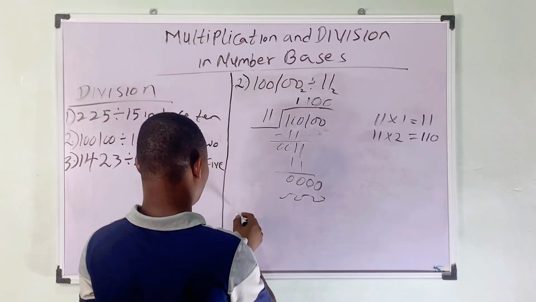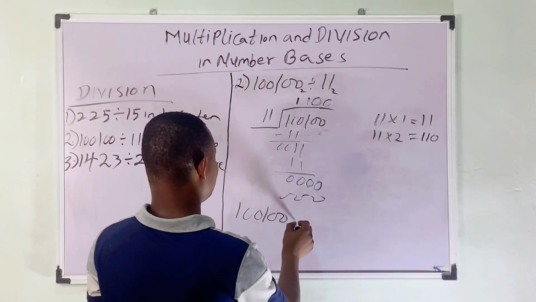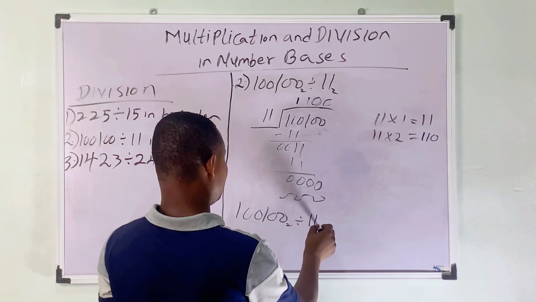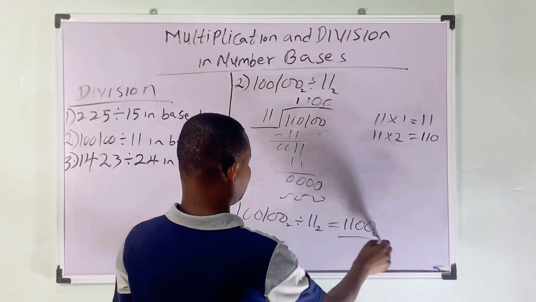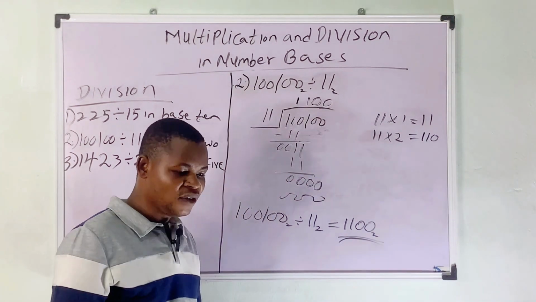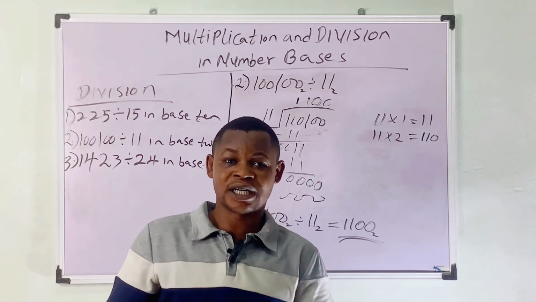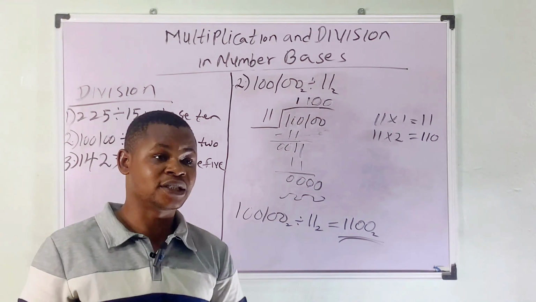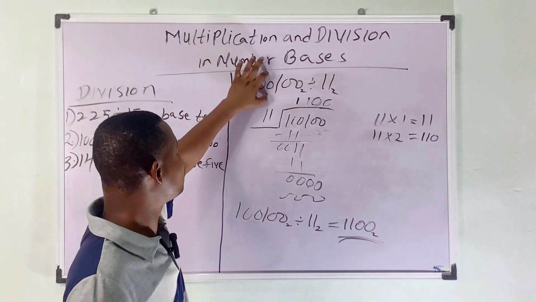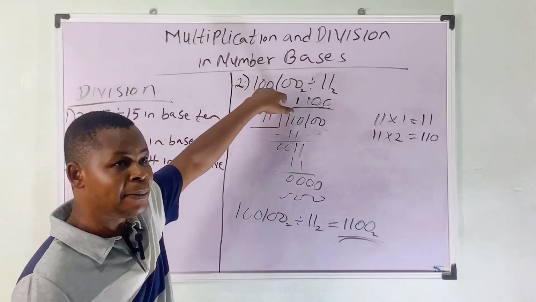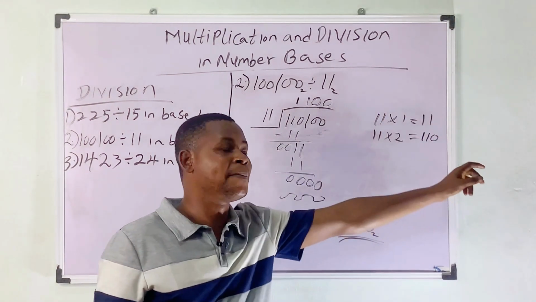So our answer now will be 100100 in base 2 divided by 11 in base 2 is equal to 1100 in base 2. Now, if you want to confirm, maybe you are being skeptical about your answer, how are we sure we are even correct? I've explained this in the previous video. You can just convert each of these numbers to base 10 first, perform the division operation in the base 10 equivalent, and then convert your answer back to base 2.